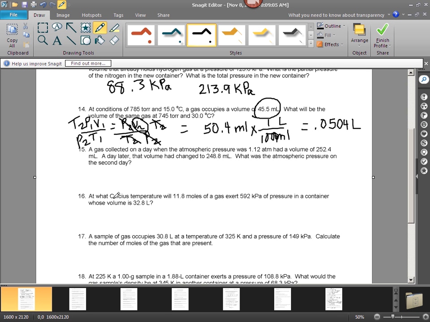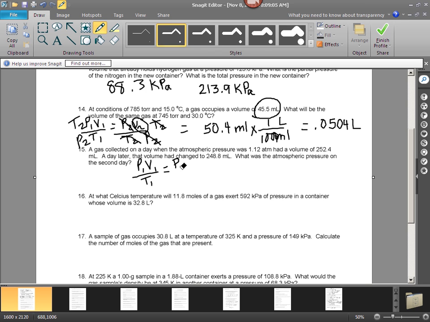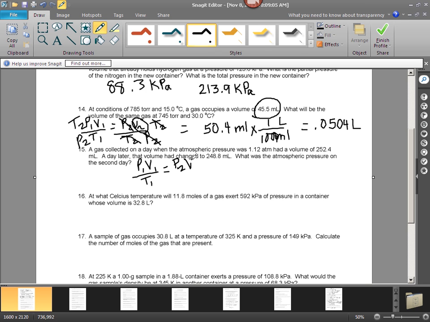That's what would happen. Number 15, gas collected on a certain day at a certain pressure had this volume. A day later, the volume changed. What was the new atmospheric pressure? There's no discussion of temperature, so it's the combined law. No discussion of temperature at all, so you kind of have no choice. You have to assume then that the temperature did not change. You have nothing to work with. So we're going on the assumption that temperature is gone.